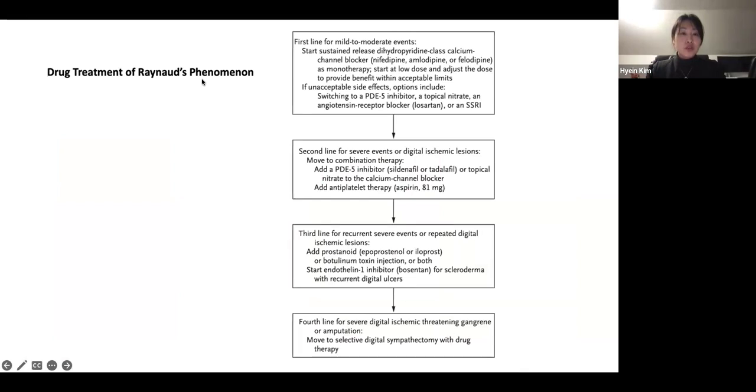Now we're going to move on to drug treatment and Raynaud phenomenon. Let's see, sorry.